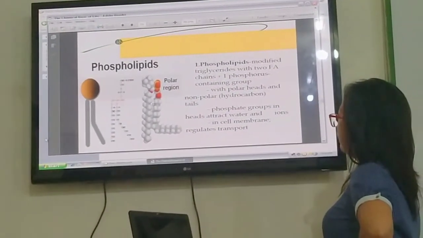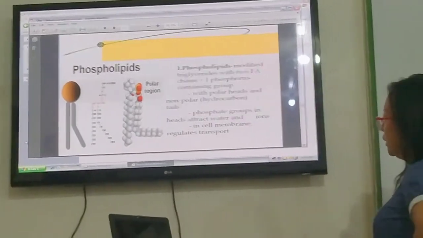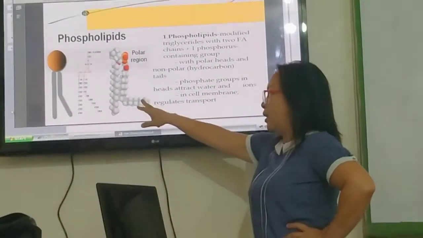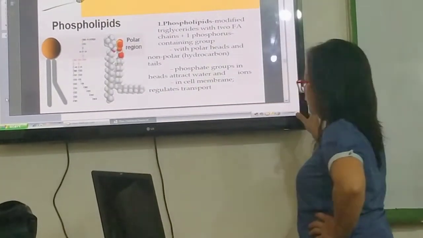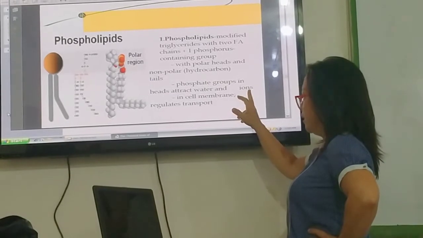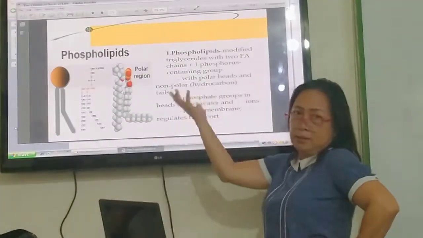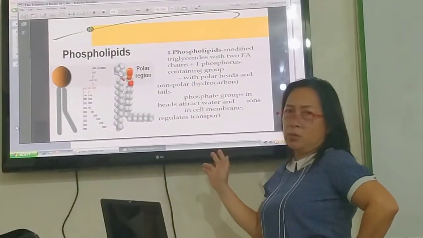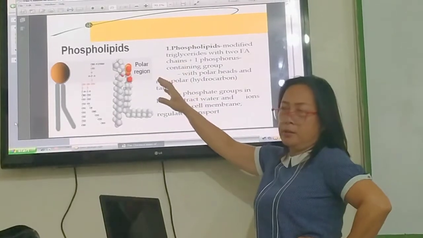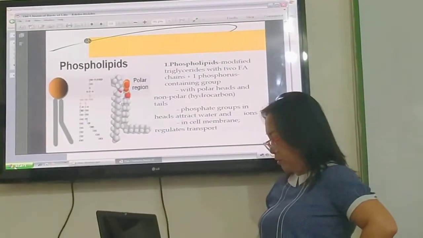So this is a modified triglyceride with two fatty acid chains and one phosphorus-containing group. So it has a polar head. The head is said to be polar. Why? Because it's made up of phosphate. And the non-polar part, which is the tail, is the lipid group. Now the phosphate group in the head attracts water, and of course ions in the cell membrane, and that regulates transport. Because of course the tail part doesn't like water, but the head likes water. So this layer in the membrane, later on we'll discuss in our cell parts and functions, contributes to the transport of small molecules like water in the cell.